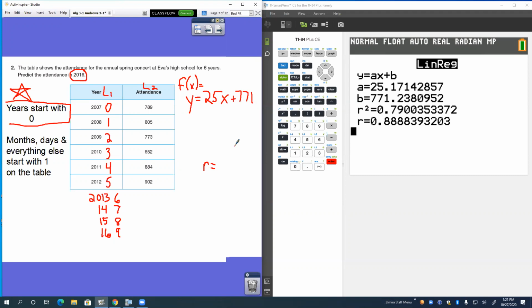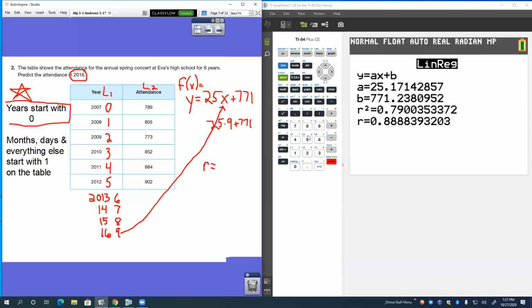That's the line that goes up through the middle of our data. We're going to use that equation now to make our prediction. Our question said, predict the attendance in 2016. We figured out that 2016 is the 9th year. So there's two ways to figure out this answer. One of the ways that you could figure out this answer is take this 9 and sub it in for X. So we would have 25 times 9 plus 771.